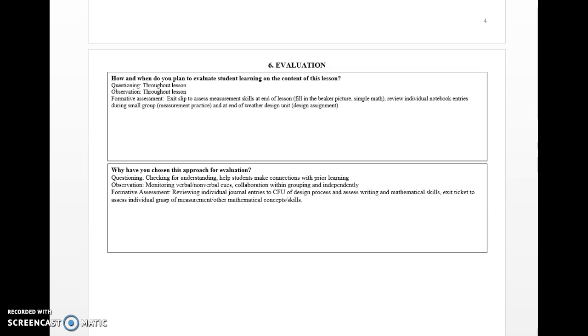understood the research process. So again, in a why: checking for understanding, helping students make connections to something they've learned in a previous lesson, and setting them up to connect it to future ones. Observing, looking for those nonverbal cues, seeing which students work well in groups and who struggles independently, and then checking for understanding of that design process, writing and mathematical skills, and individual mastery.